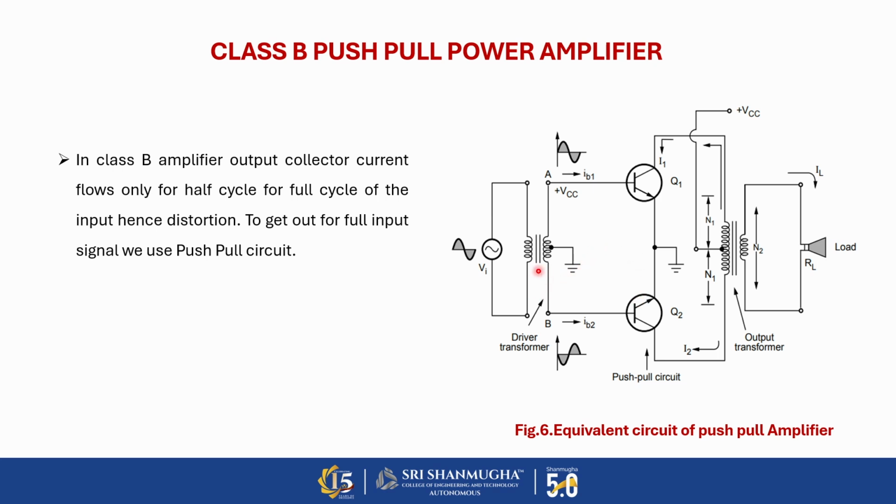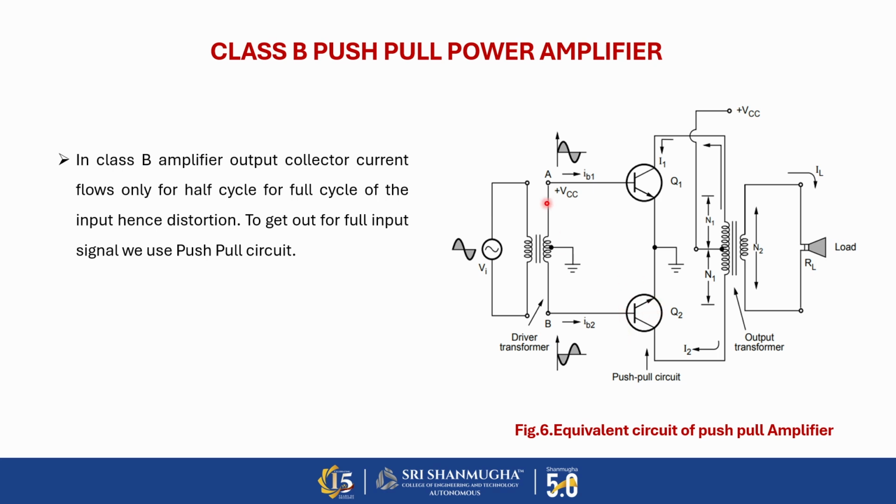So the signal is split into two signals, denoted as IB1 and IB2. First we apply a full sinusoidal signal. It gets split into two signals, and they are 180 degrees out of phase with each other. So these two signals are given to the two identical transistors Q1 and Q2.